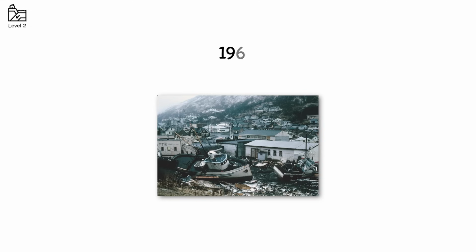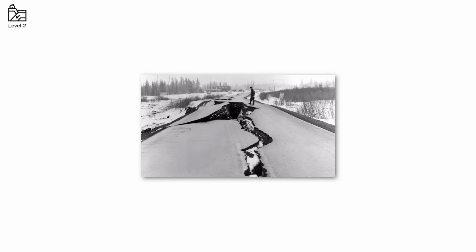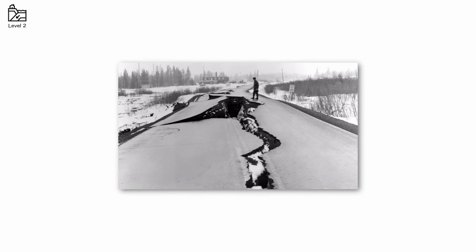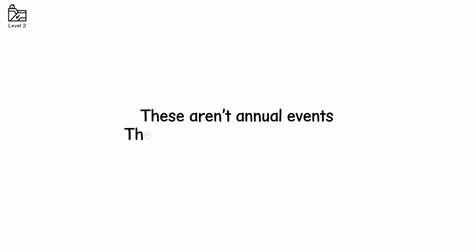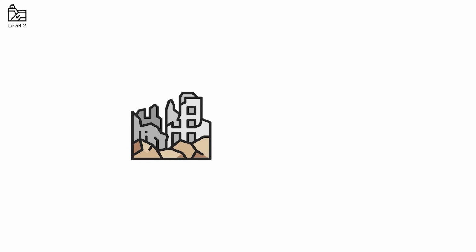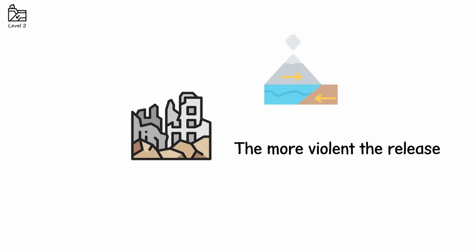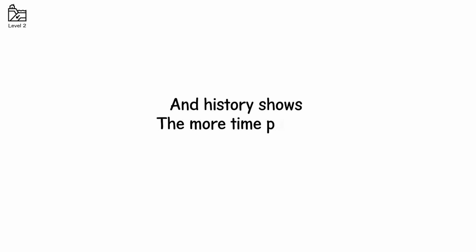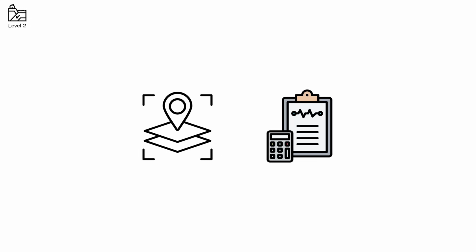In Alaska, the 1964 Good Friday earthquake, M9.2, tore through Anchorage, lifted seabeds, and unleashed deadly landslides. These aren't annual events. They occur every few centuries. But when they do, the devastation spans continents. And yet, these zones are sparsely populated. That's the only grace. But cities are growing. Infrastructure is spreading into danger. The deeper the subduction, the more violent the release. And history shows, the more time passes, the worse it gets. GPS data shows Chile's coast rising a few millimeters per year, a quiet reminder that tension is building once again.